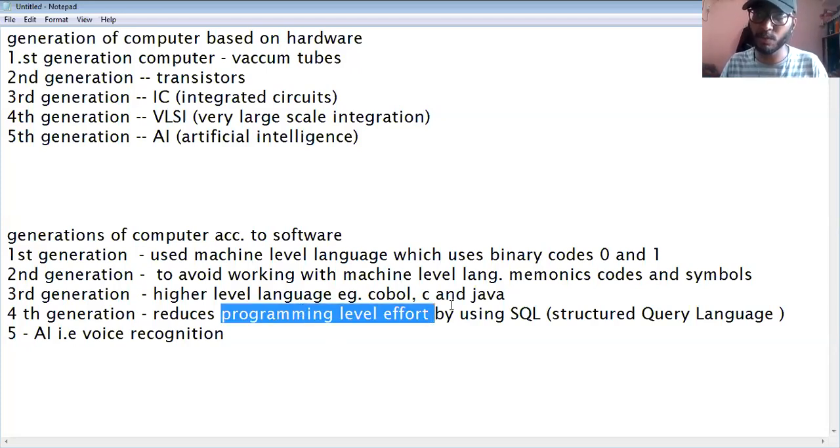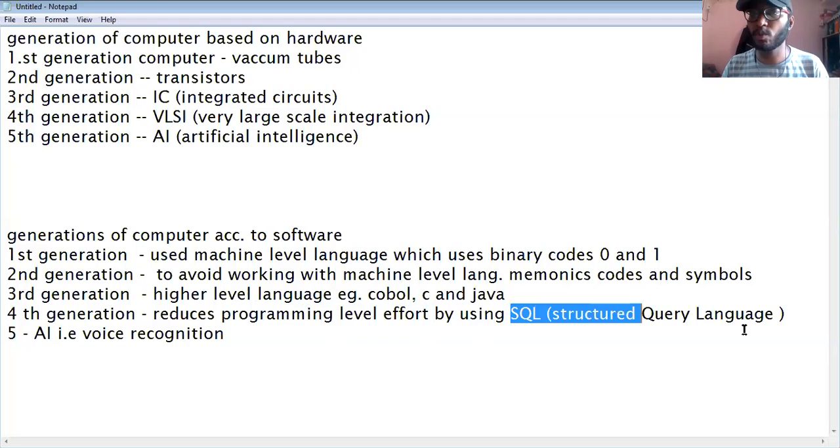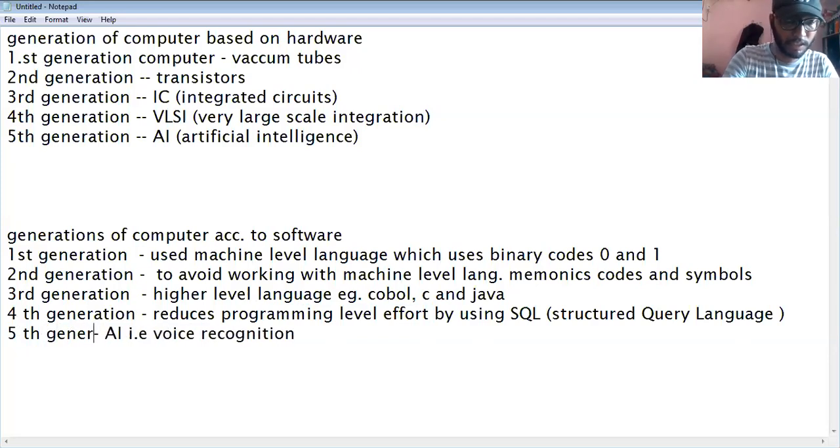That means, as I told you before, whatever coding you are going to write, it is very difficult to remember each and every code. Only high experts will be able to remember such codes. For avoiding or reducing such a thing, we started using SQL, which is known as structured query language.